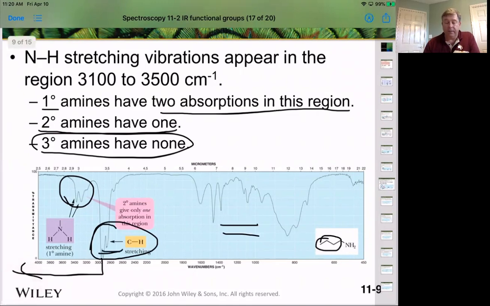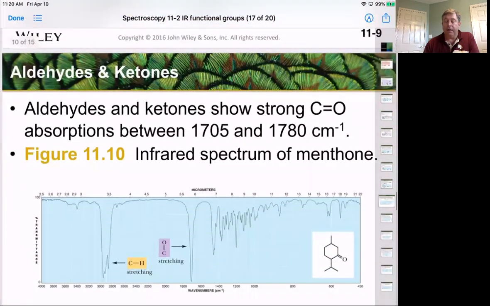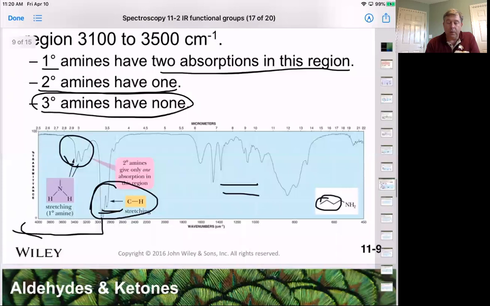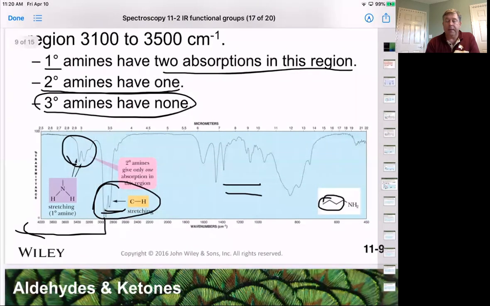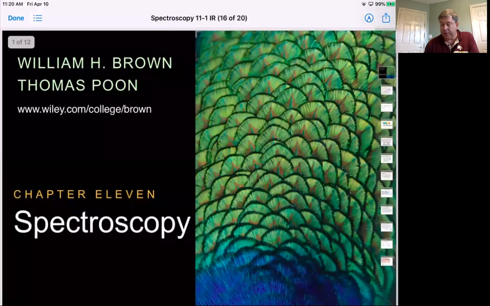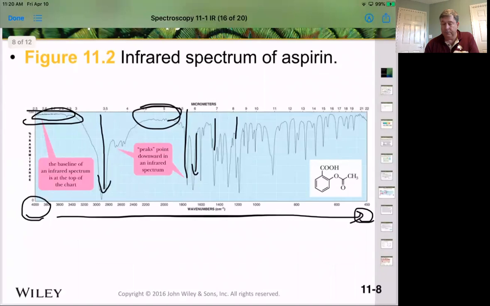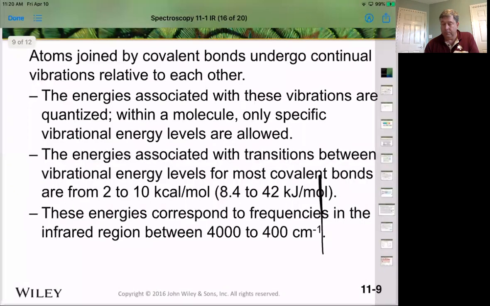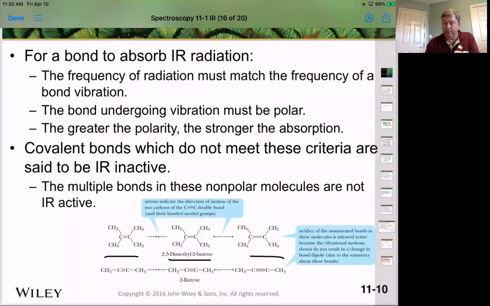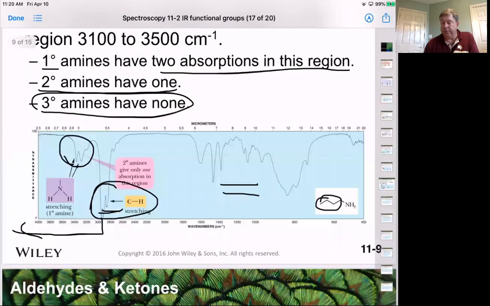Okay. So if this is a primary amine because it has two peaks here, if we were to functionalize it, one of these peaks would go away. And if we were to make it into the tertiary, both of those peaks would go away.